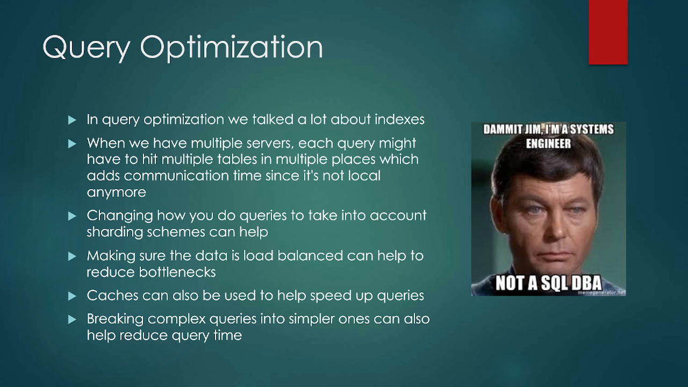Changing how you set up the query, taking into account the sharding scheme you've used, can help. Instead of just thinking about how the tables are related to each other, think about how they were broken up, how they were sharded, and you can sometimes make your queries more efficient. You can make sure that your data is being load balanced correctly, because if one shard or minion is doing all of the work, that creates bottlenecks, and getting rid of that bottleneck will improve your query optimization.